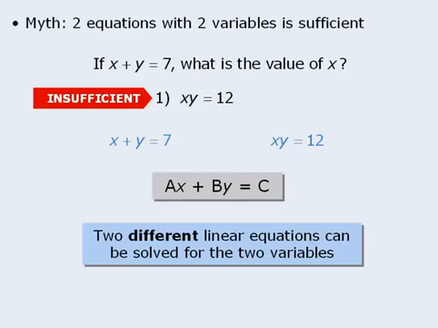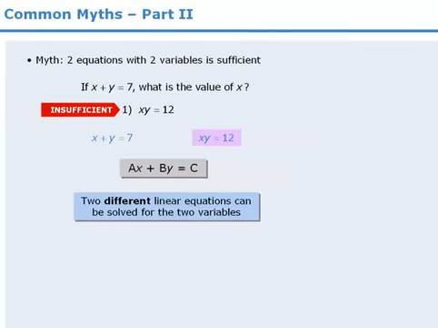And if we have two different linear equations, we can solve them for the two variables. Now the given equation is a linear equation, but the equation in statement 1 is not a linear equation. So the two equations combined are not sufficient to solve for x and y.